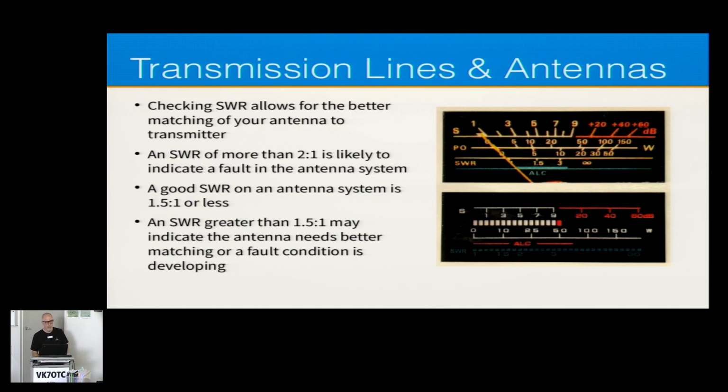We'll show you in the practical what mismatch looks like in SWR terms. We've got a little test antenna sitting there that we'll be using during the contacts you'll make too. As a foundation licensee, you need to know that an SWR of more than 2 to 1, and we'll show you how you read that off the meter, is likely to indicate a fault in the system somewhere. Probably worth a look at your antenna. A good SWR is 1.5 to 1 or less. 1 to 1 is a perfect match.